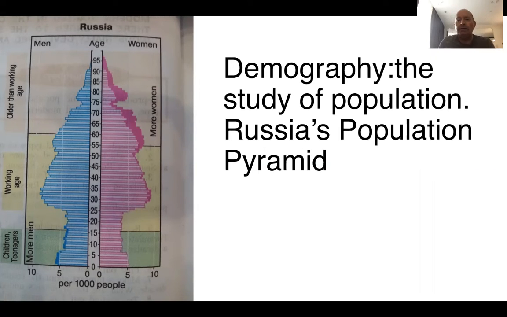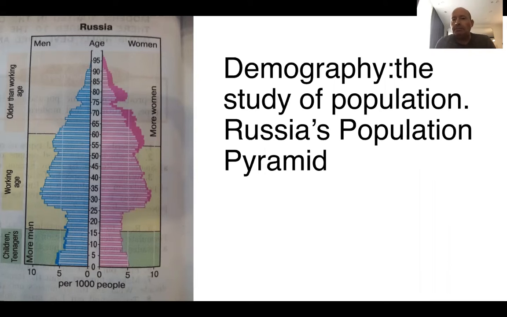Now, population pyramids are diagrams which show the age distribution of a population. In other words, what percentage of the population occupies different age groups. So how many of the population are 10 years old? How many of the population are 20 years old or 50 years old, and so on.